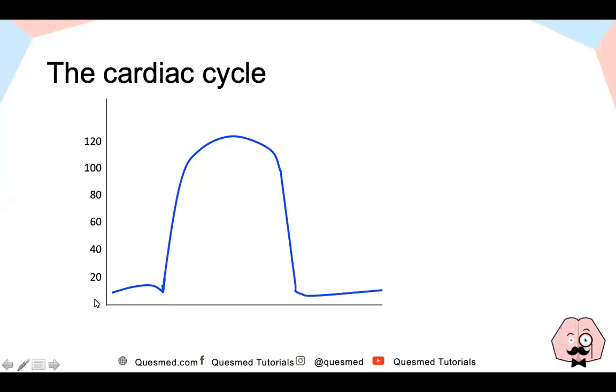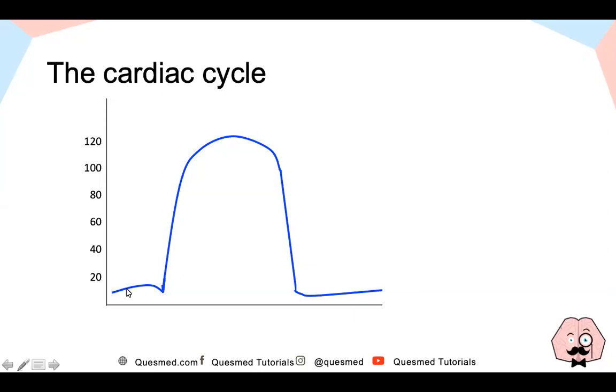So here we have the pressures in the left ventricle. This bottom axis, the x-axis, is time, and this y-axis is pressure. So we're going from 20 millimeters of mercury up to about 120 millimeters of mercury, because we know a normal adult blood pressure would be about 120 systolic.